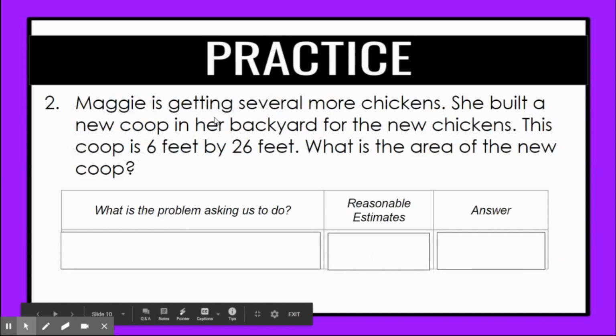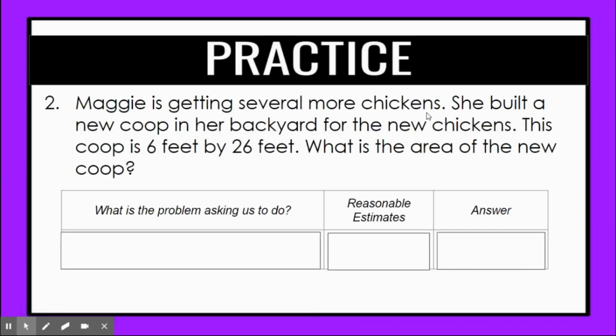So Maggie is getting several more chickens. She built a new coop for her backyard for the new chickens. This coop is 6 feet by 26 feet. What is the area of the new coop? So first thing, what is the problem asking us to do? There's only one question mark. It's asking us to find the area of the new coop, right?